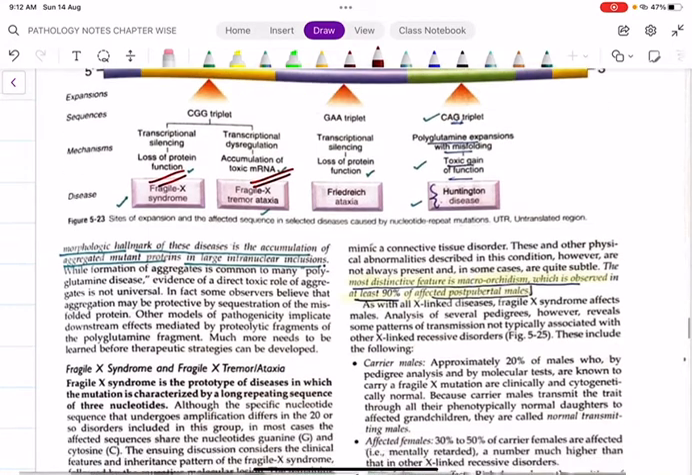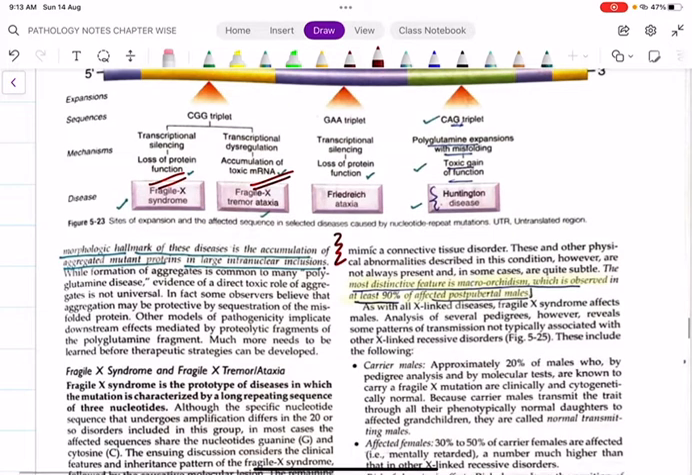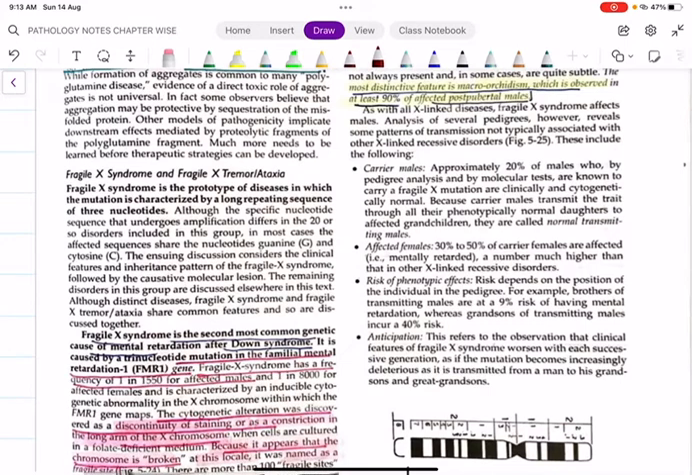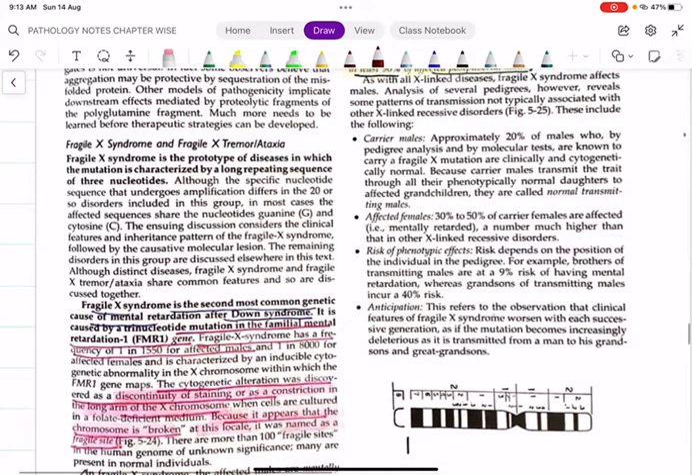So the morphological hallmark of all these is what? There will be abnormal or mutant proteins, which will accumulate in the form of large intranuclear inclusion bodies. Once that is done, let us go for Fragile X syndrome.